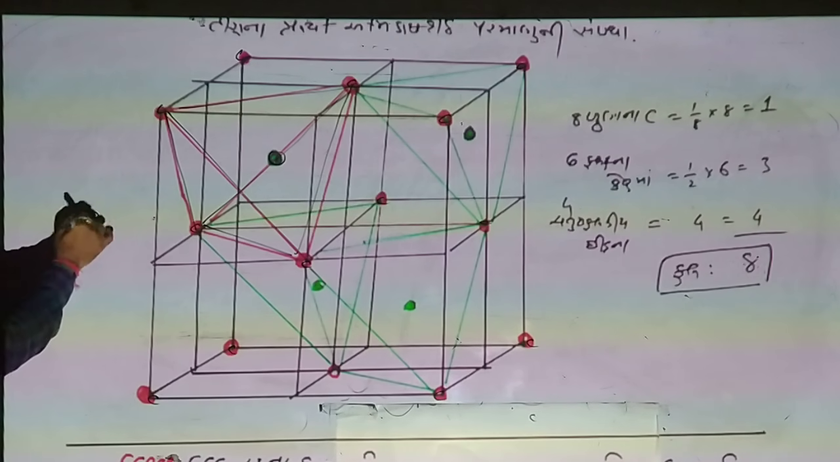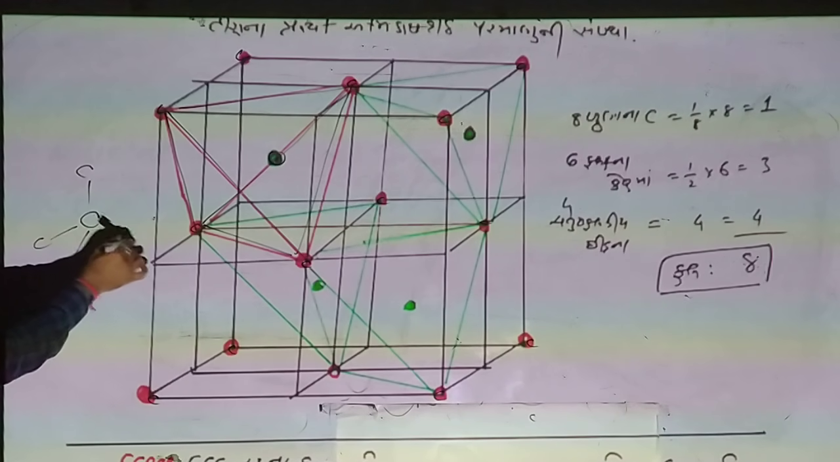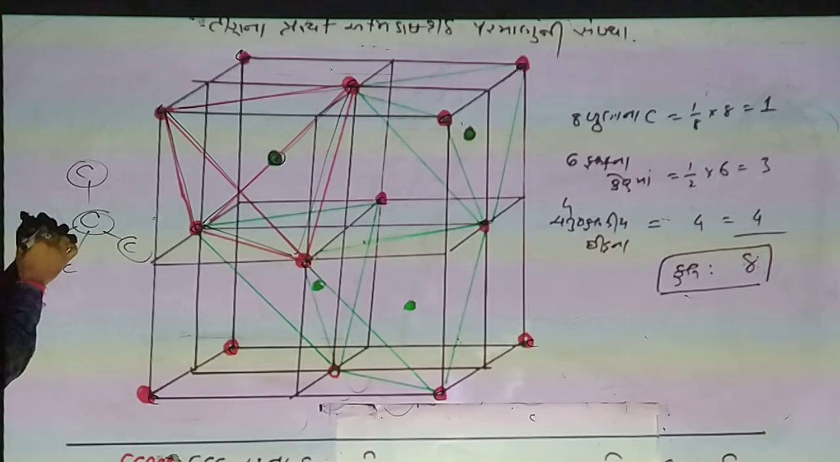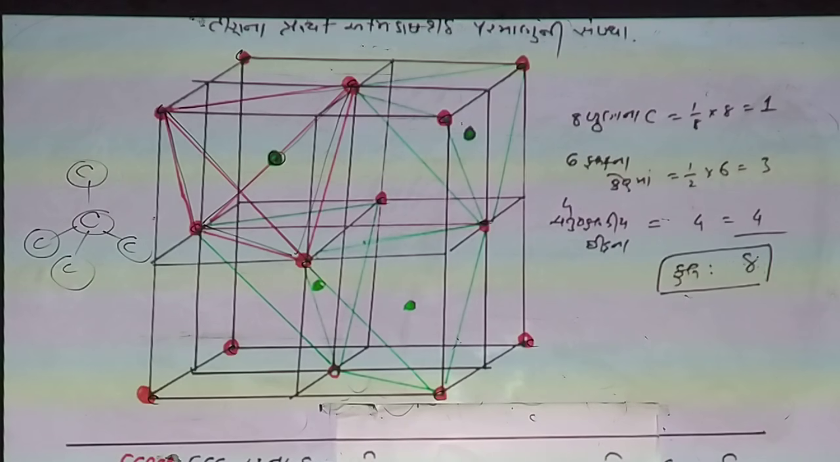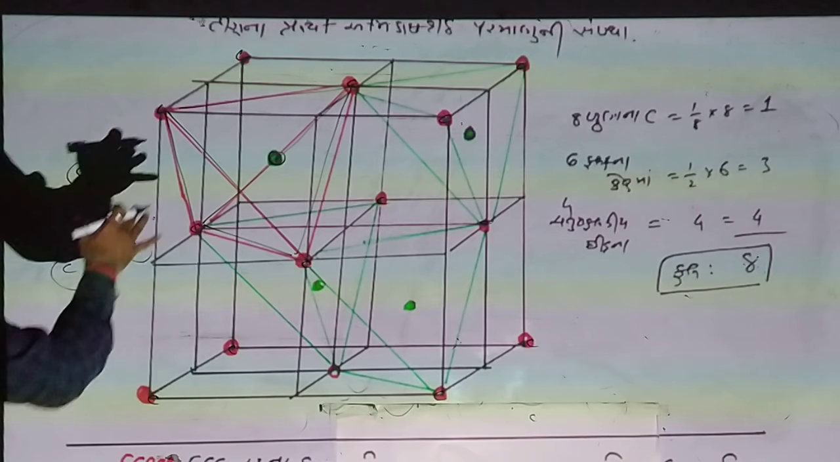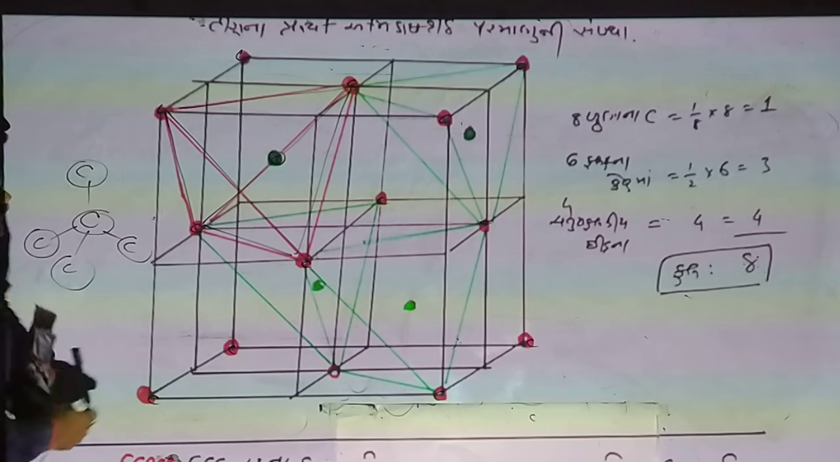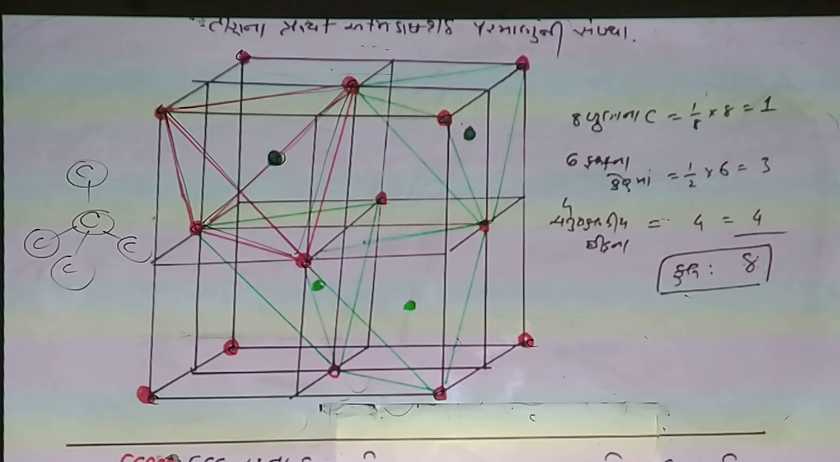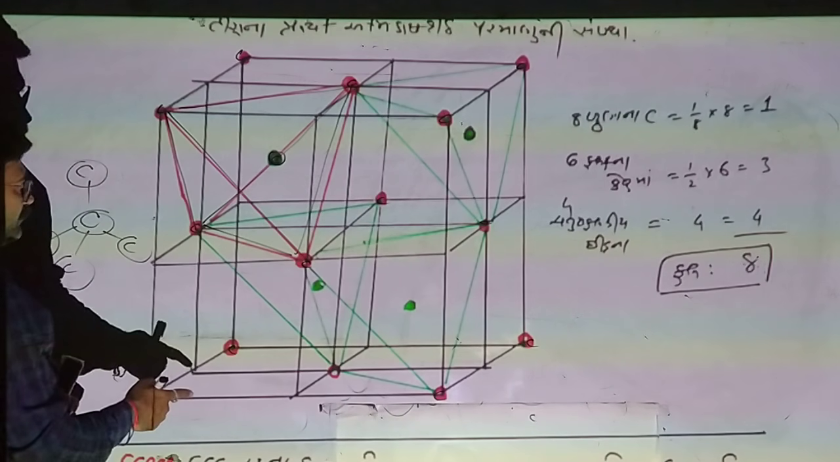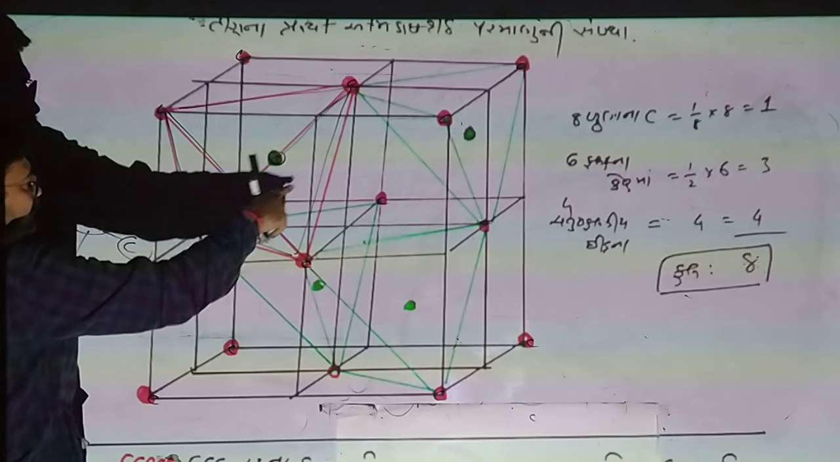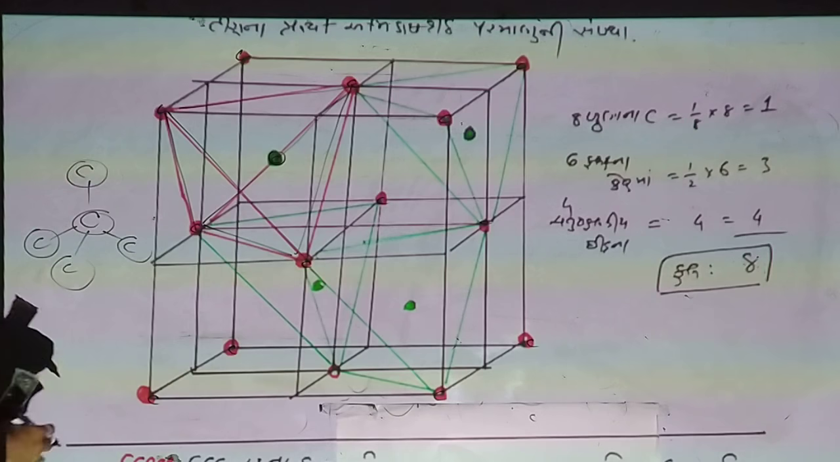We discussed every carbon is attached with another 4 carbons. In diamond, every carbon is connected with 4 other carbons. So in this portion, 1 green colored sphere is a carbon. Red color is also carbon. Green color is the middle one of the 4.